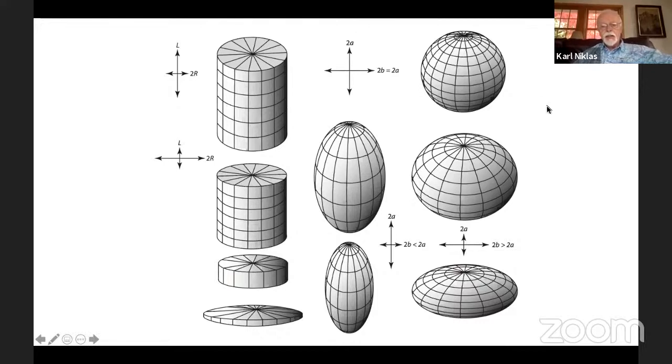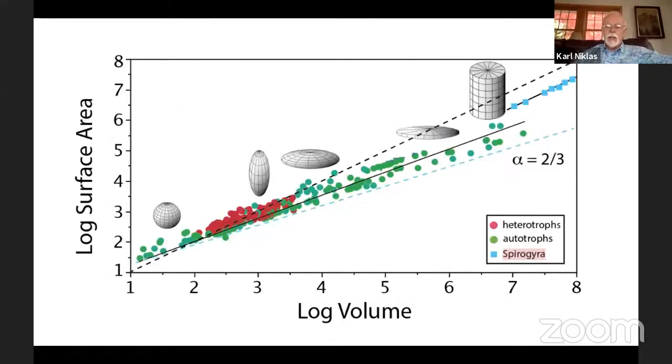Now, does this have any real meaning biologically? I'll show you this. These are data that I've accumulated from heterotrophs, photoautotrophs, mostly algae, and then a particular genus of green plant called Spirogyra. And what you're looking at is the log of surface area plotted against the log of volume.